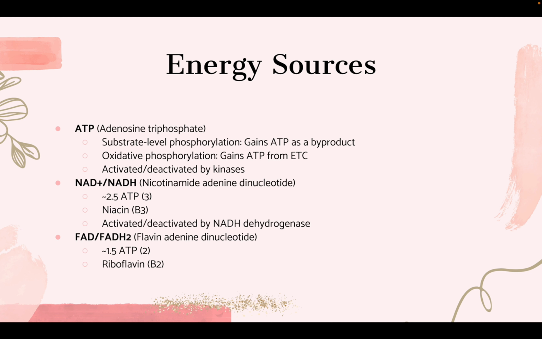FAD and FADH2 are largely the same concept, and FAD stands for flavin adenine dinucleotide. It's worth 1.5 ATP as opposed to 2.5, and it's made from riboflavin, which is B2. The extra H you're seeing at the end for NADH and FADH2 comes from the surroundings. It balances out the charge of the electrons.